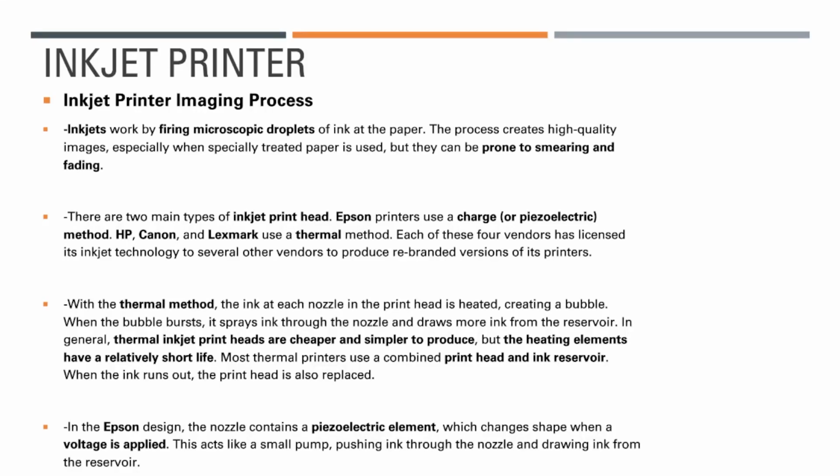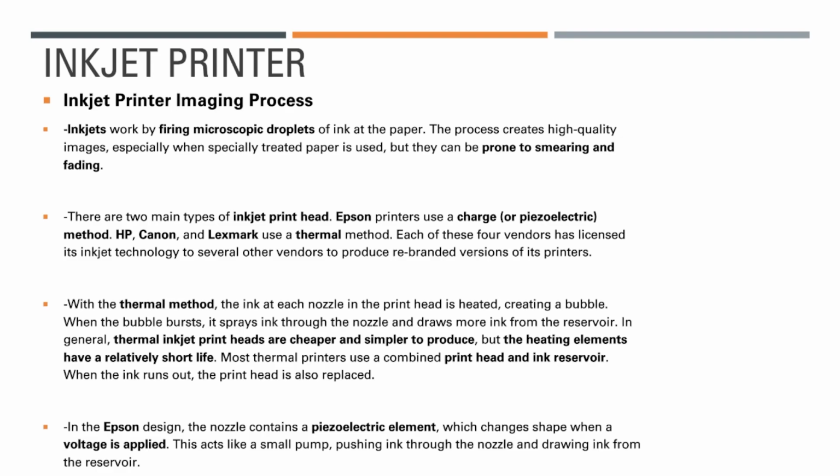Inkjet printer. Inkjet printer imaging process. Inkjets work by firing microscopic droplets of ink at the paper. The process creates a high-quality image, especially when specially treated paper is used, but they can be prone to smearing and fading. There are 2 types of inkjet print heads. Epson printers use a charge or piezoelectric method. HP, Canon, and Lexmark use a thermal method. Each of these 4 vendors has licensed its inkjet technology to several other vendors to produce rebranded versions of its printers.